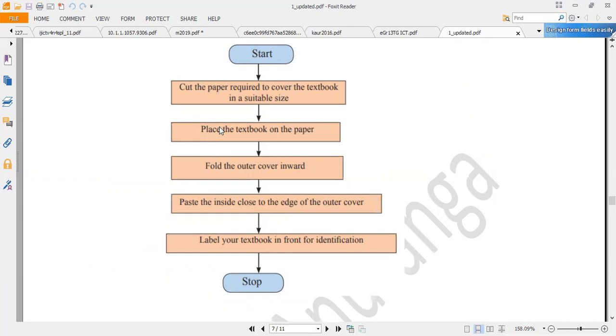First, cut the paper required to cover the textbook in a suitable size. Place the textbook on the paper. Then when it is completed, we go to the next action. The next action is fold the outer cover inward. Then go to the next action. Paste the inside close to the edge of the outer cover. Then go to the next step, next process, next task. Label your textbook in front for identification. Then it is completed. Then it is represented as the stop state.